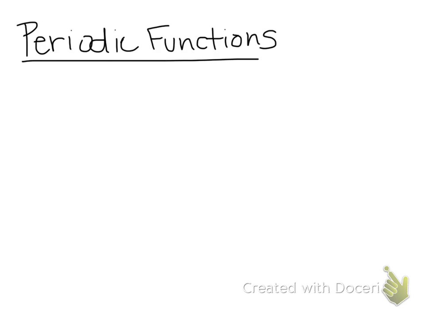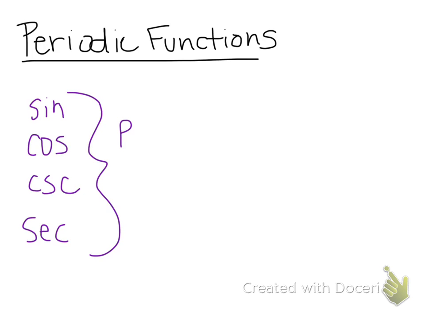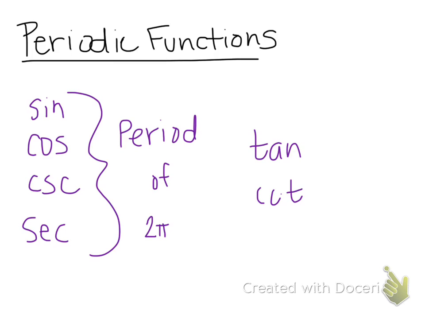So for our periodic functions, sine, cosine, cosecant, and secant all have a period of 2 pi. What this means is the answers repeat themselves every 2 pi, whereas tangent and cotangent are going to repeat themselves more frequently. They have a period of pi.